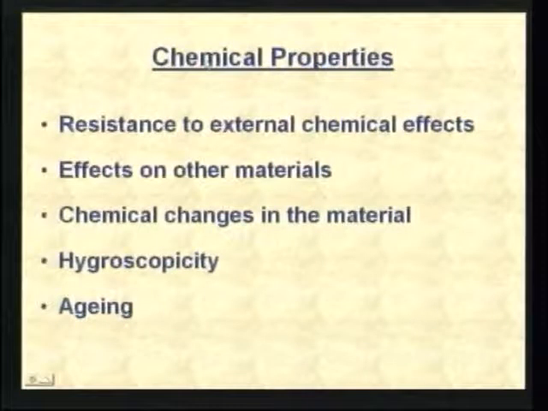The resistance to external chemical effects. Insulating material should be chemically stable and offer chemical resistance to oils, solvents, acids, alkalis, and oxidation and hydrolysis should not occur in the insulation even under adverse conditions. Effects on other materials. The effects on materials in contact with the insulator should not be damaging and they should not have any direct solvent action on this material.